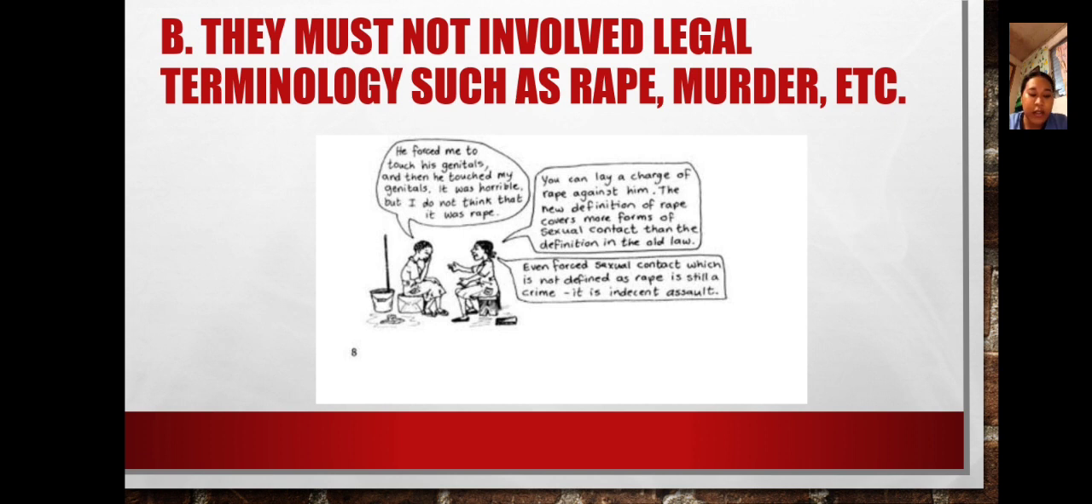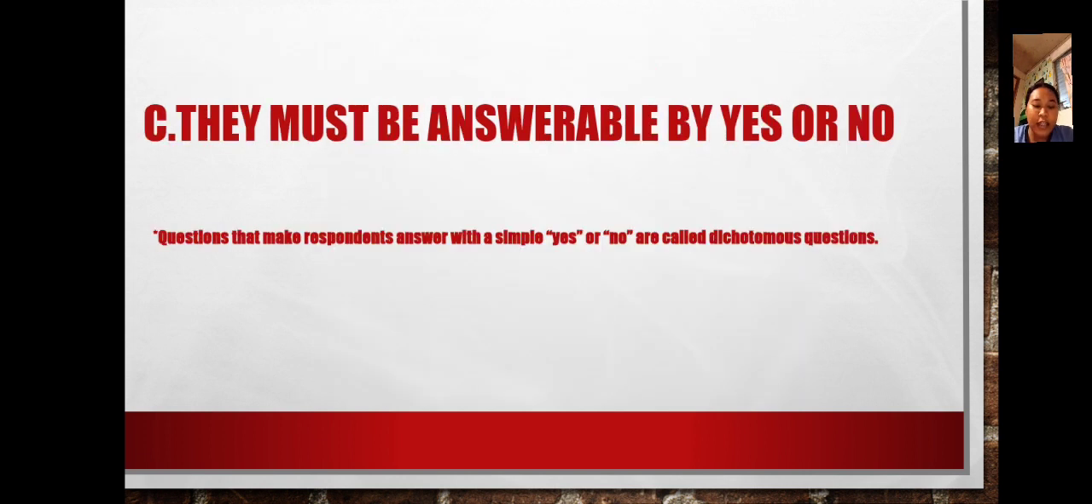Letter B, they must not involve legal terminology such as rape, murder, etc. Letter C, they must be answerable by yes or no. Questions that make respondents answer with a simple yes or no are called dichotomous questions.